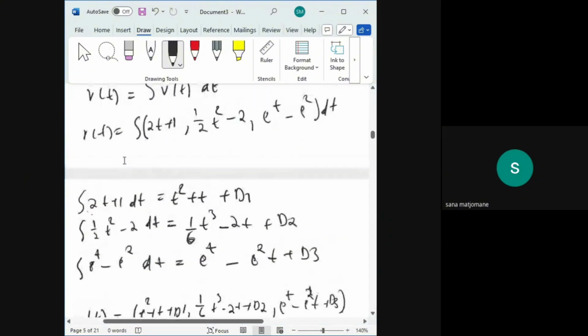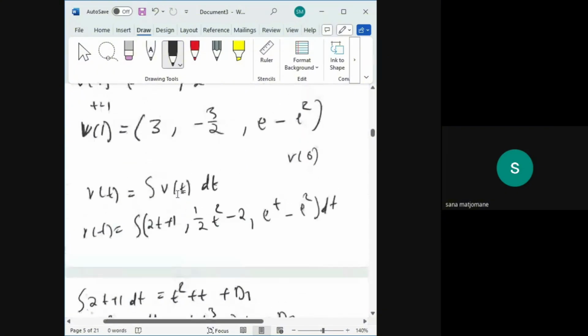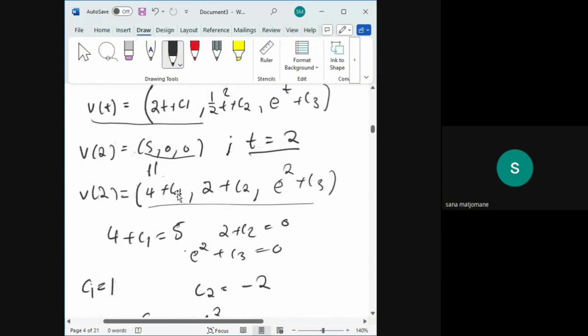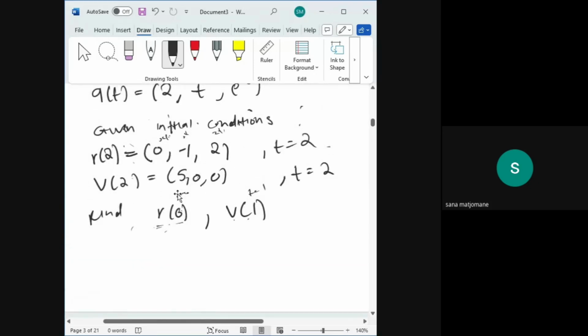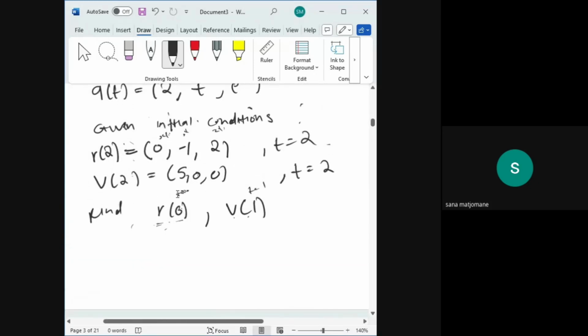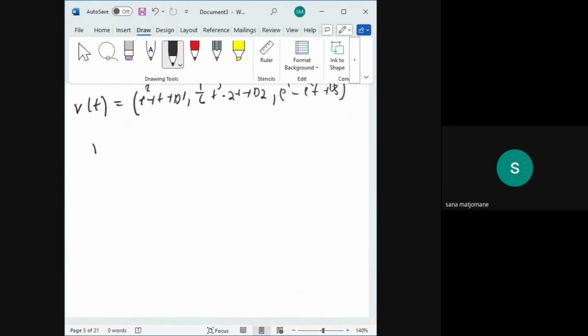So now we go back to the initial conditions. We need initial conditions for positions. They're going to help us figure out the constants, remember? So now I'm going to go up there. Oh, they gave me r2 as 0, negative 1, 2. Hey guys, I'm forgetful. So what was my r2? 0, negative 1, and 2.